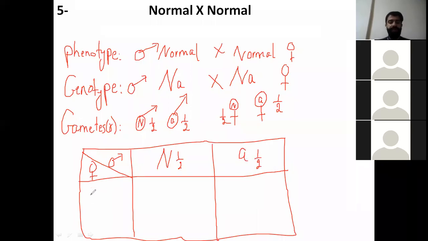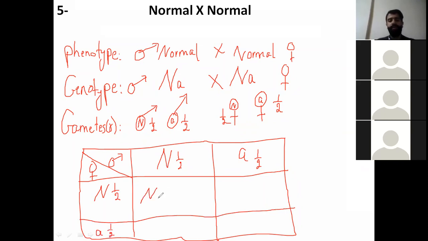And here in the female also we have N, it's half, and in the second one we have A, which is half. So here if you want to work it out, NN is 1/2 times 1/2, it's 1/4. Sorry, NA, also it's 1/4. And also here we have NA, which is 1/4. And the last one is AA, it's 1/4. Here we move to the table of results.